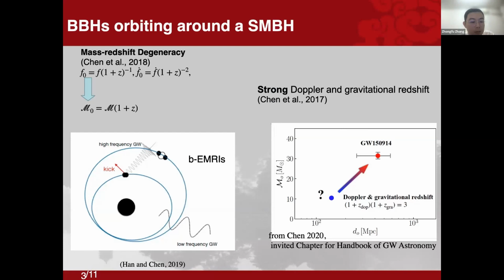In gravitational wave detection, the direct observable quantities are frequency and f dot. They are redshifted, so the mass is degenerate with the redshift in gravitational wave detections. If the binary black hole orbits in the vicinity of a supermassive black hole, as shown on the left, it's easy to get a strong Doppler redshift induced by the high velocity, and a gravitational redshift caused by the strong GR effect. So the normal tensor mass of the binary black hole seems heavier, as shown on the right.